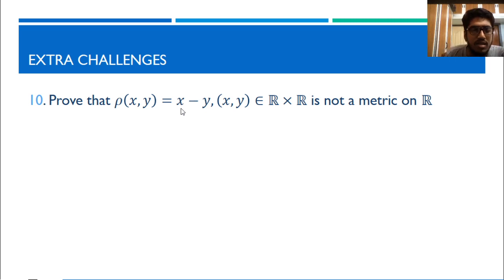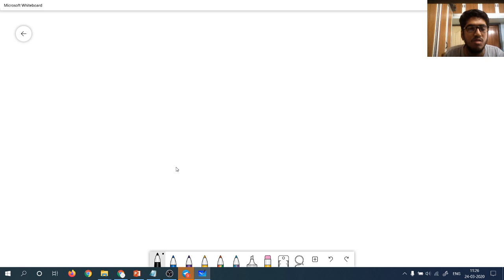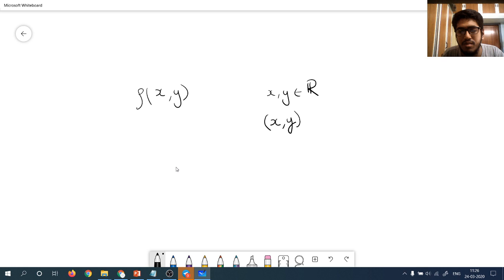Bijal, so far, I mentioned, I'll switch to the whiteboard. So far, I mentioned, I have to talk about rho of x comma y. I mentioned x comma y belongs to R, and right now in that particular question I have given x comma y as a tuple belongs to R cross R. Now, what I meant to say is these two are the same.